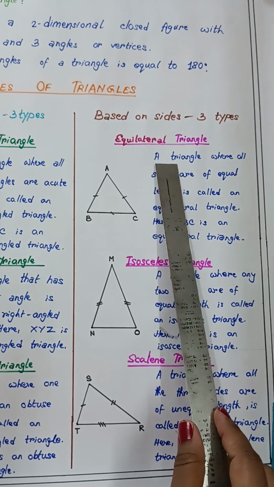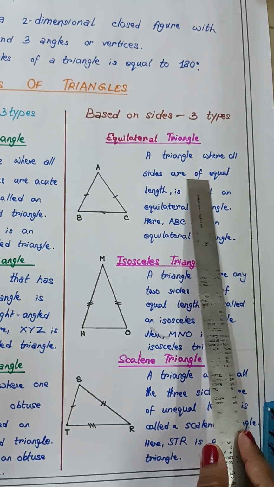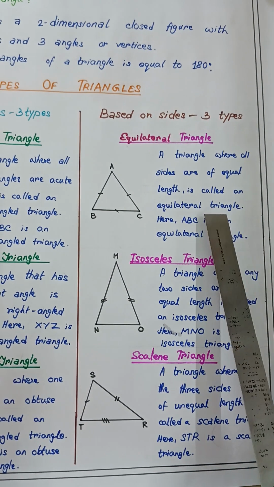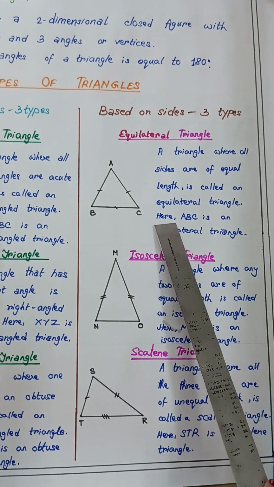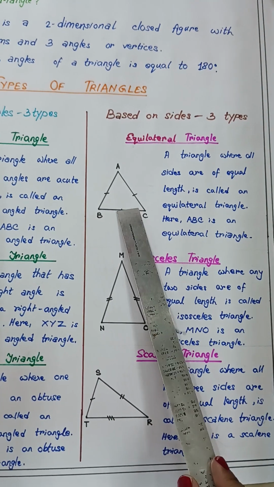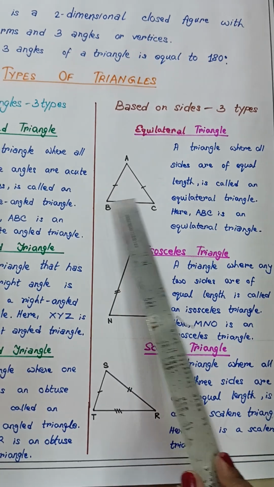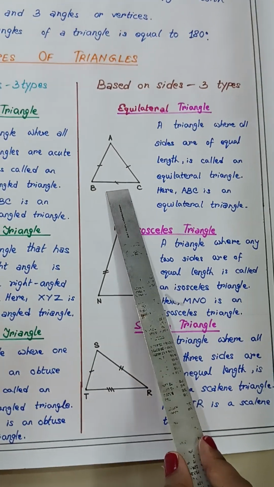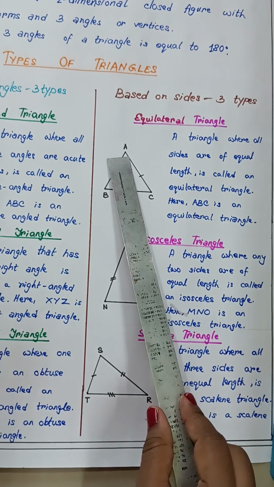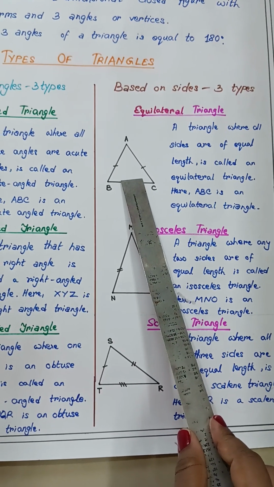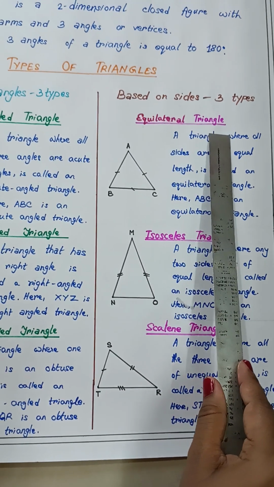What is that? A triangle where all sides are of equal length is called an equilateral triangle. Here in the figure, ABC is an equilateral triangle. Students, follow this figure. Here the straight lines AB, BC and AC form this triangle where AB is equal to BC, which is again equal to AC. So all three sides are of equal length, and that is why it is called an equilateral triangle.